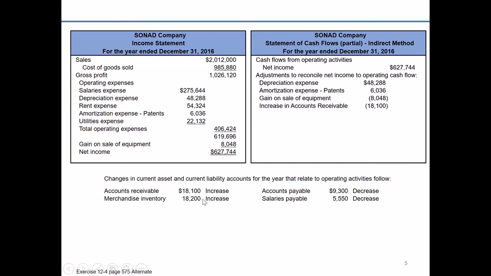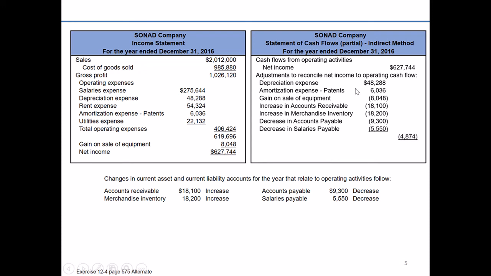Merchandise inventory is a current asset. We're increasing it. So our increase in merchandise inventory of $18,200 is also going to be subtracted. Now we look on our other side, accounts payable, decrease in accounts payable. Accounts payable is a current liability. When current liabilities decrease, we subtract the $9,300 decrease in accounts payable. Similar for salaries payable, which is also a current liability. It decreases, so we're going to subtract the $5,550 in order to arrive at cash flow from operating activities.